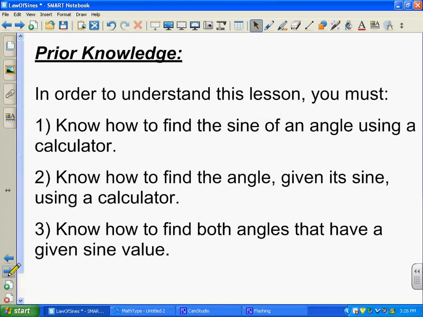In order to understand this lesson, you're going to have to know how to find the sine of an angle using a calculator, know how to find the angle given its sine using a calculator, and also know how to find both angles that have a given sine value.